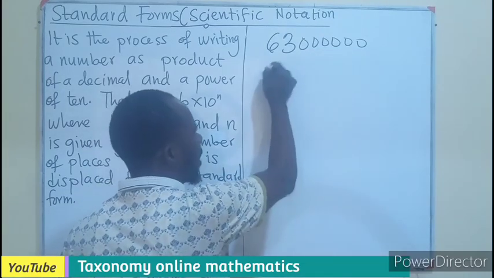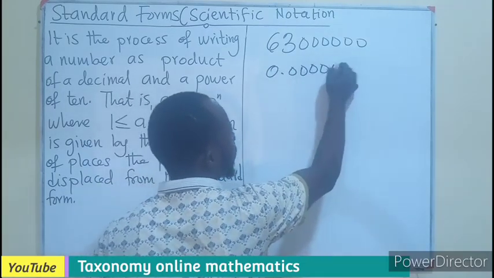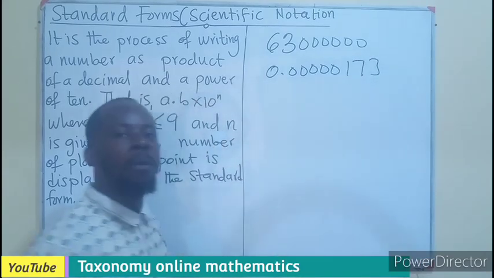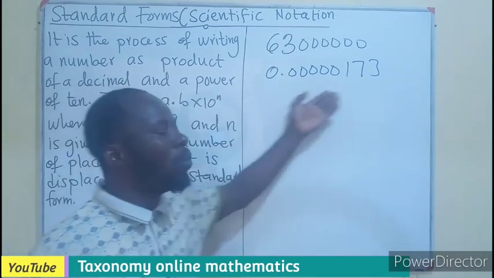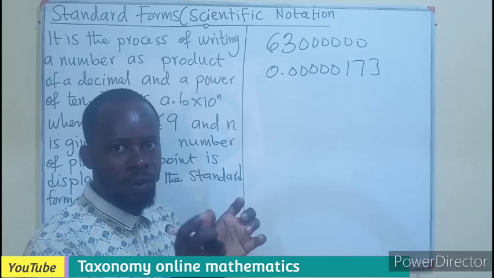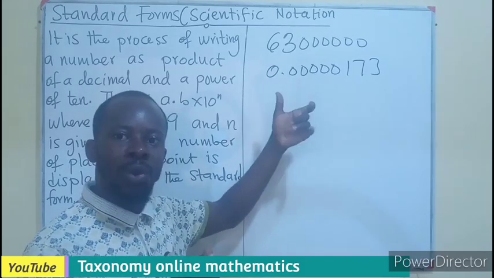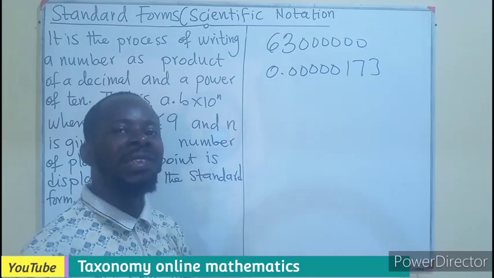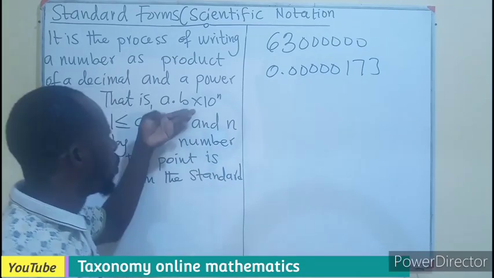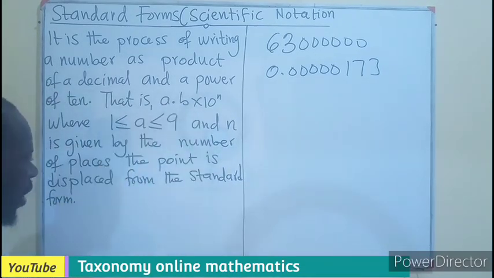Also, we can have a measurement in this form, which is too big or too small to write. So how are we able to write this? We can write that in scientific notation, also in this form. Now let's look at the first one.